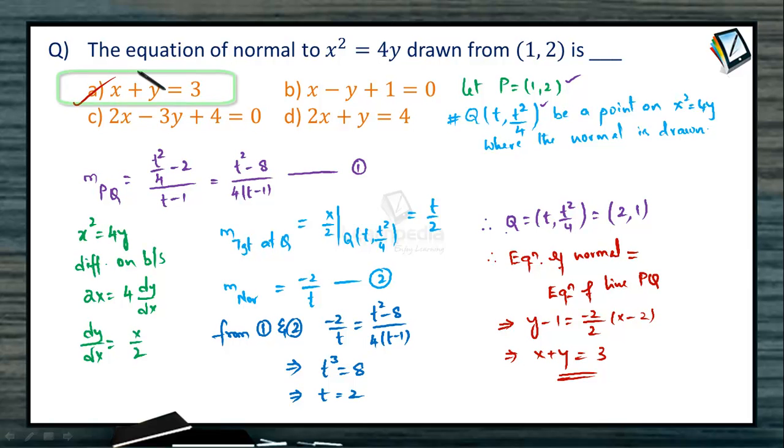What is the option it is satisfying? Yes, the option at A, which says the normal equation is x plus y equals 3. The most important observation of this problem is that this point (1, 2), from where the normal is drawn, is not on the curve. So first we need to identify a point on the curve where the normal is drawn. Such a normal passing through the point (1, 2) is required, right? So be careful before you proceed with problems of this kind.